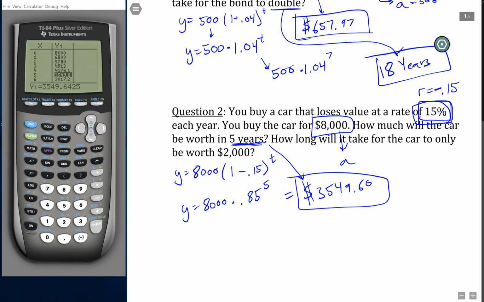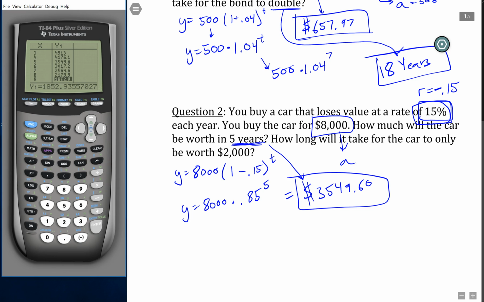Also, they're asking how long will it take the car to only be worth $2,000. So we need to keep scrolling down in the table menu. Again, there's a very specific algebraic way that you can do this, but you won't learn that until Algebra 2. Okay, so it looks like in year 8, it was above 2,000. In year 9, it's below 2,000.